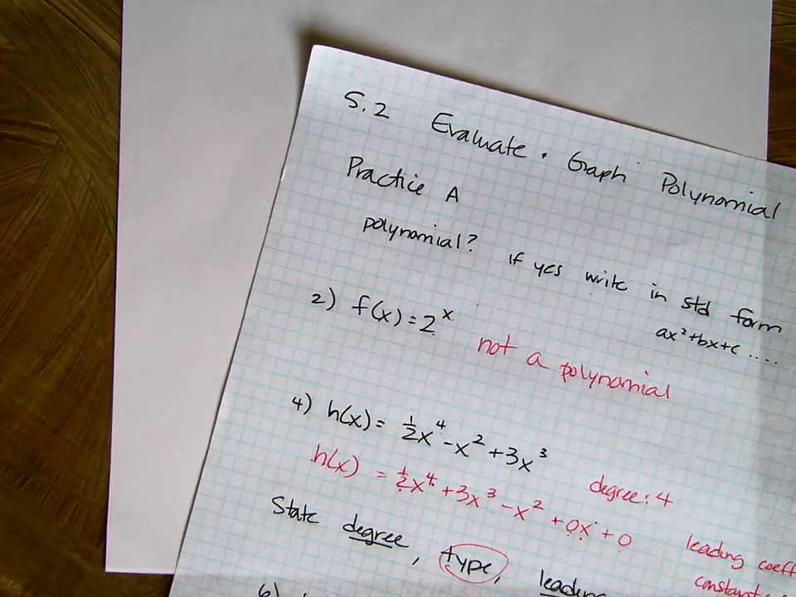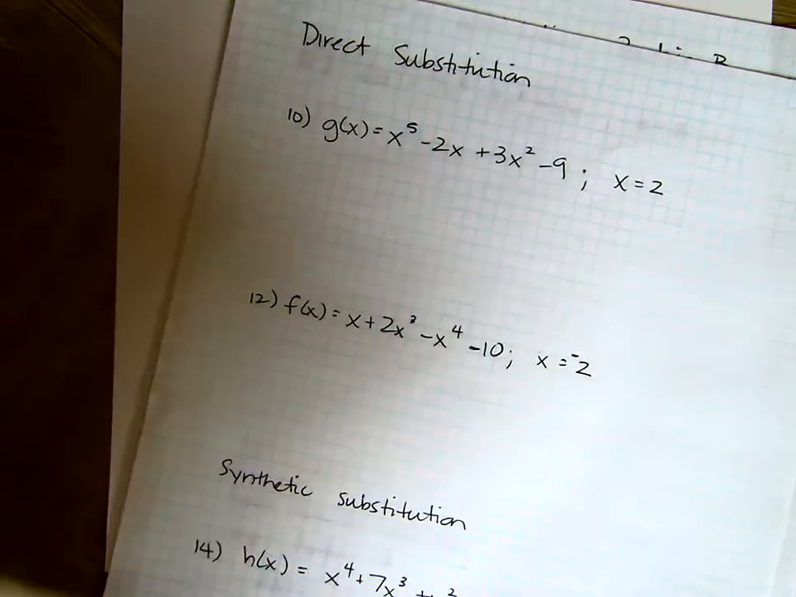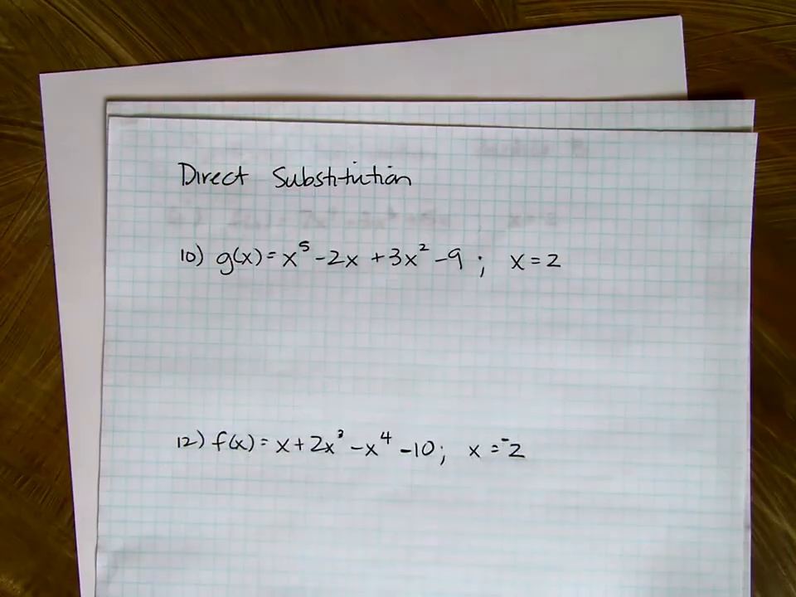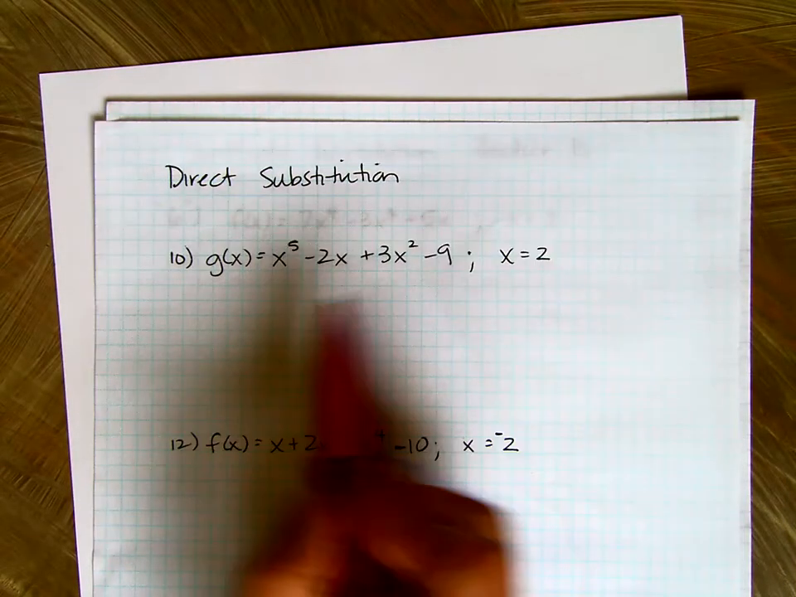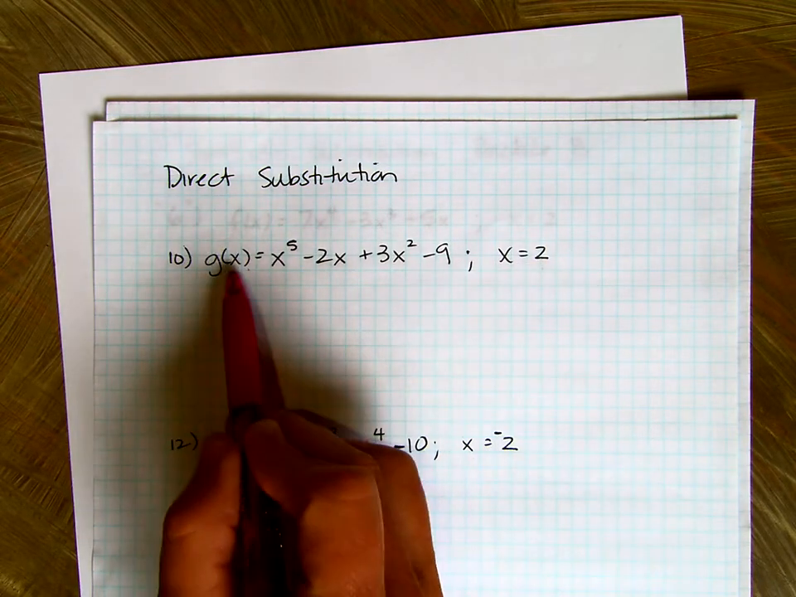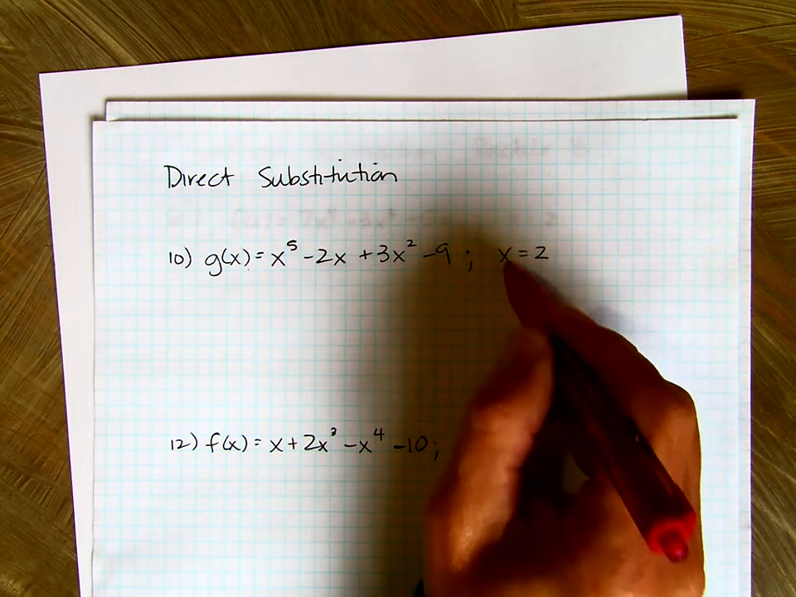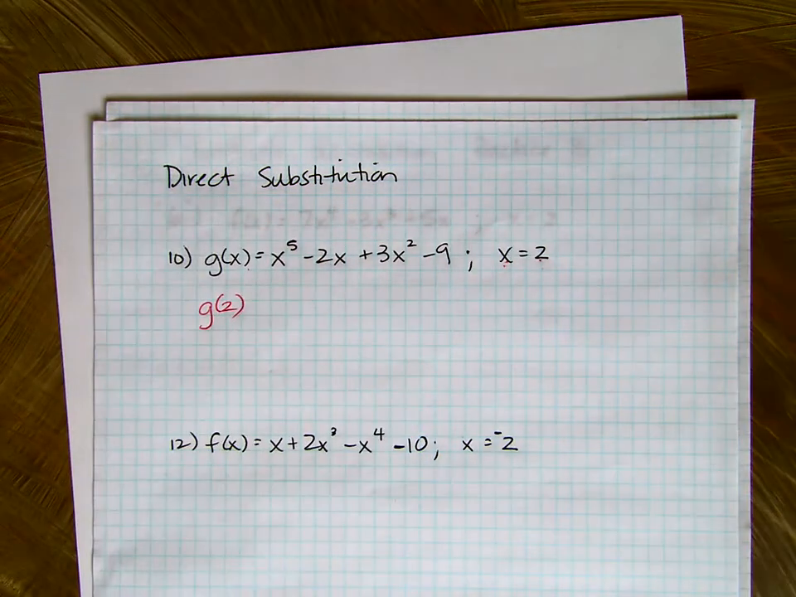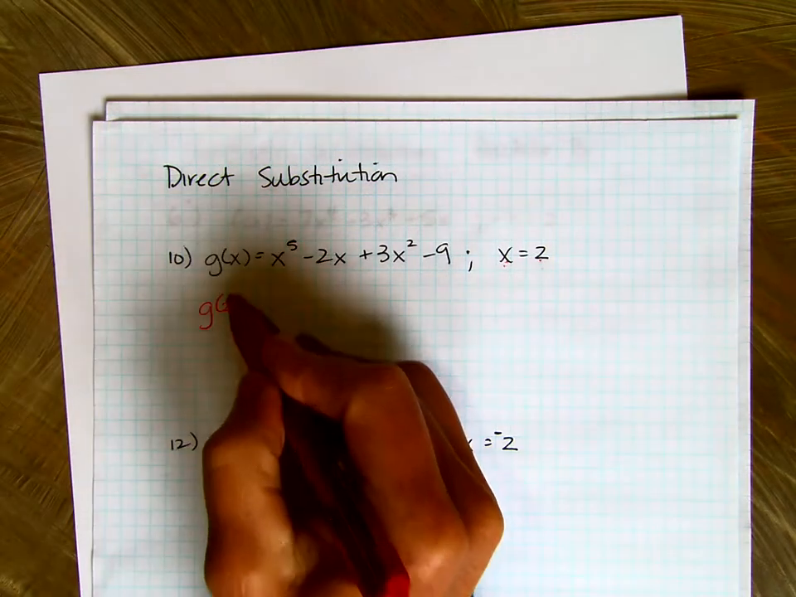I'm going to go into direct substitution and synthetic substitution. And then I'll do a second video for sort of the graphing part. So direct substitution we're all pretty familiar with. Here's my function, and they're saying substitute 2 in for the function. So I want to replace x with 2. So I want to see what happens to the g function when the x value is 2.